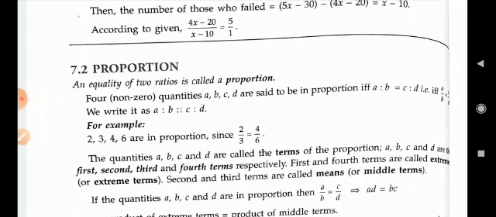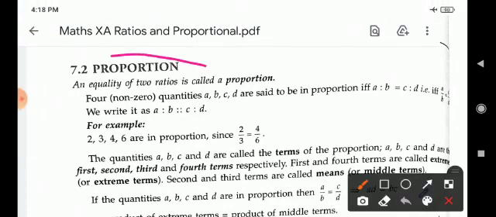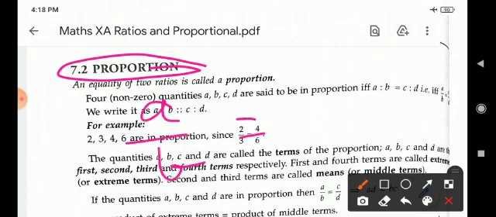Children, I will discuss proportions. Proportion is simply a statement that two ratios are equal. It can be written in two ways: as two equal fractions, a upon b is equal to c upon d, or using a colon. For example, a upon b equal to c upon d, or a colon b equal to c colon d.